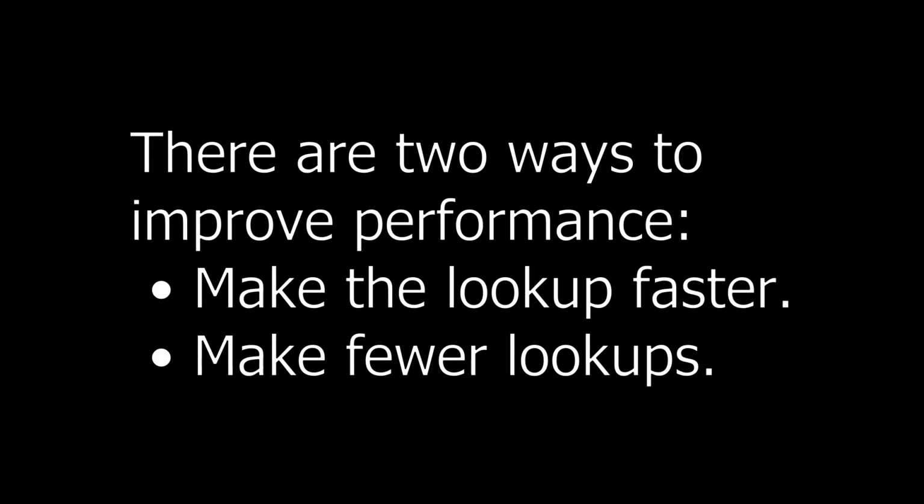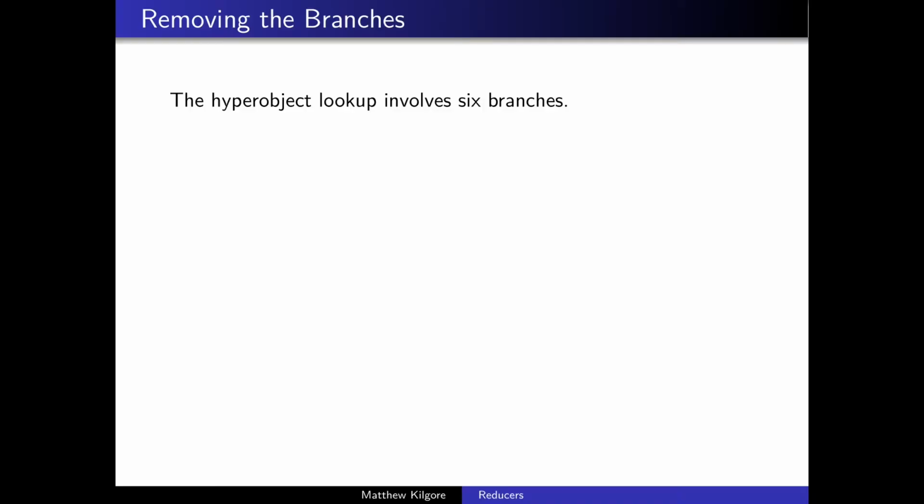So now that we know level measuring, we can get to work on the actual optimization. Now, there are 2 main approaches to optimizing the reducer lookups. We can either make the lookups themselves faster, or we can make them happen less frequently. We'll get to that second option later on. We'll start with the obvious speed up to the lookup itself, which is the branches.